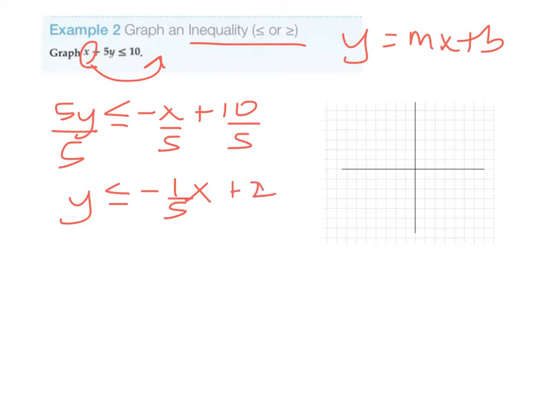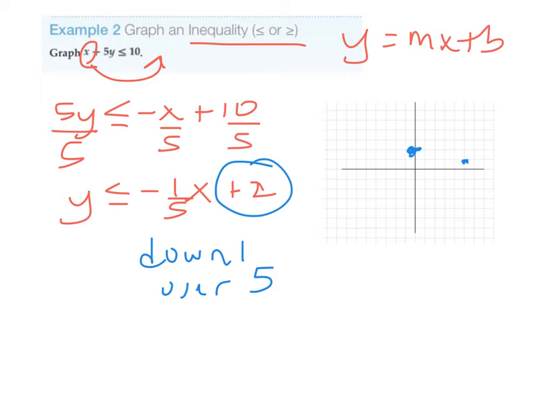Once I have that, I'm going to go to this on the y line, so a positive 2 this time, so I put my dot. And I'm going to go down 1 because of that, so I'm going to go down 1 and over 5. So I go down 1 and over 1, 2, 3, 4, 5, and I put my second dot. This time we do have an equal sign, so I'm going to draw my line, and it's not going to be dotted. And now I'm going to do my test.